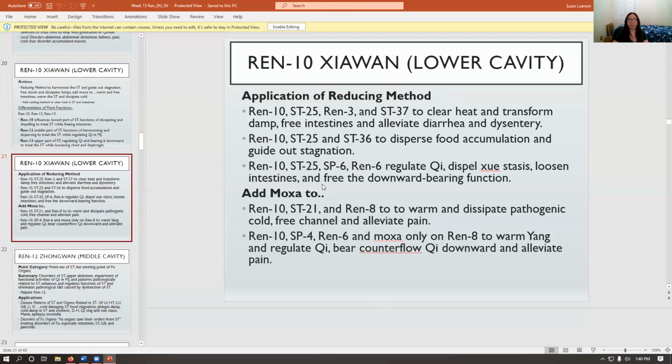And then we can throw some moxa on with stomach 21 and Ren 8. That's going to dispel cold. With spleen 4 and Ren 6, moxa only on Ren 8, that is going to warm the yang. It's also going to bear counterflow qi downward and stop pain.